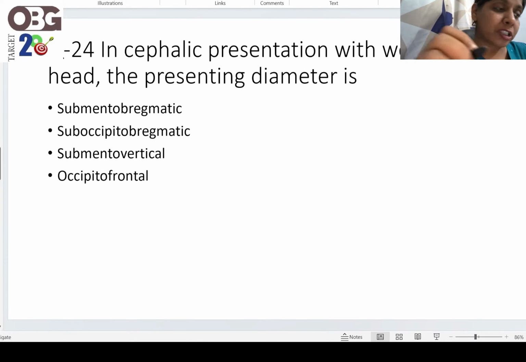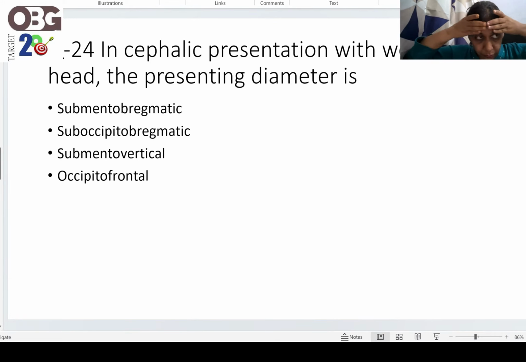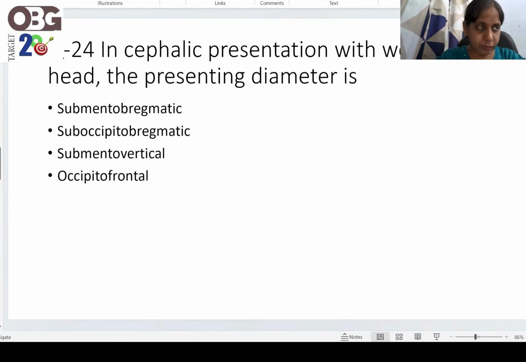Yeah, okay, Dr. Prashant, just listen to the explanation. See, when the head is flexed, for example, just see here, this is the pelvis. Now, is it visible to you? Let me see in the camera. So when the head is well flexed, what part will be coming down? You can flex your head. Is it visible to all? Yeah, I think now it is visible.